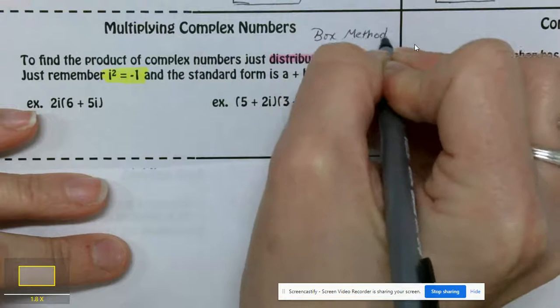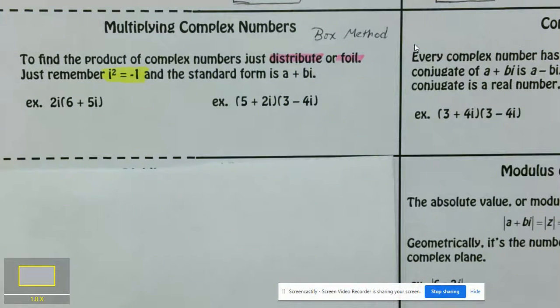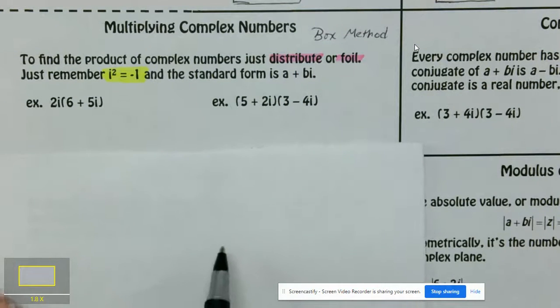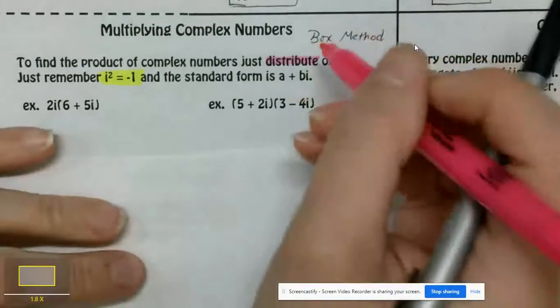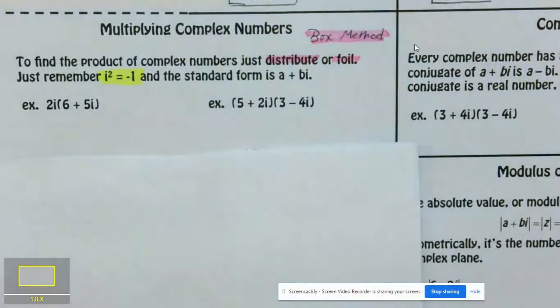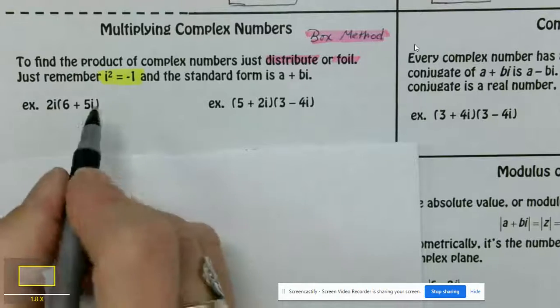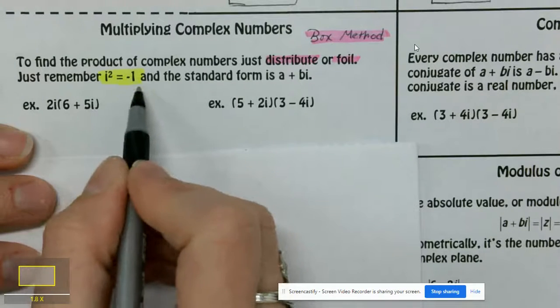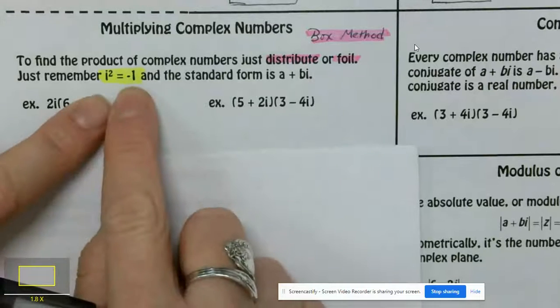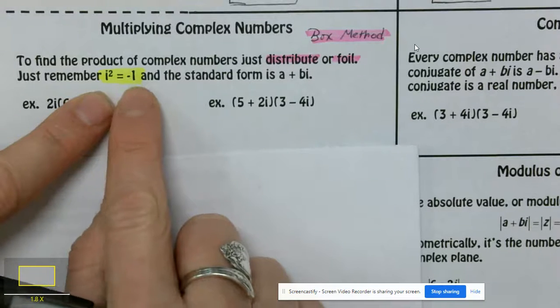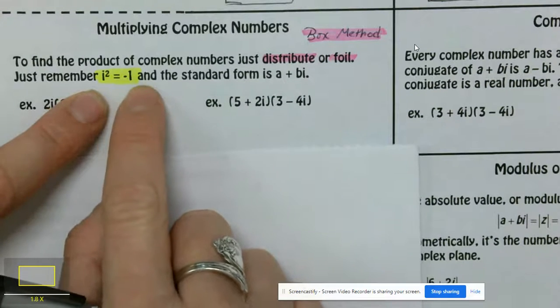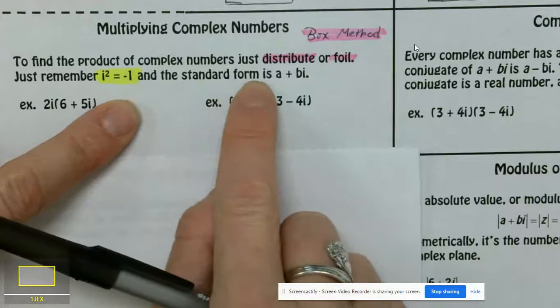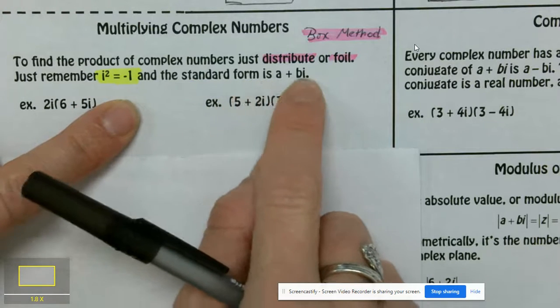I know I use that in my Math 2 class, and students seem to like that. So I've got a piece of paper down here, and I'm going to show you what that method is too. That's probably my favorite method to use. So what you need to remember, though, in case you've forgotten, is that i squared equals -1, and I've highlighted that for you. That's something we learned in Math 2. i squared equals -1. And the standard form is a plus bi.